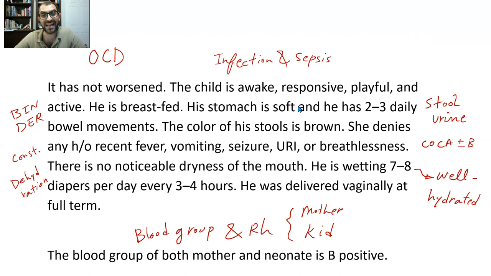Stomach is soft and has 2 to 3 daily bowel movements. Any change in the stool, any change in the urine: the frequency, the number, the amount, the color, the smell. The color of the stool is brown. I'm looking for any blood. She denies any history of recent fever, constitutional symptoms, vomiting, seizure, jerky movements, upper respiratory tract infection, breathlessness. Any secretion from anywhere in the body.